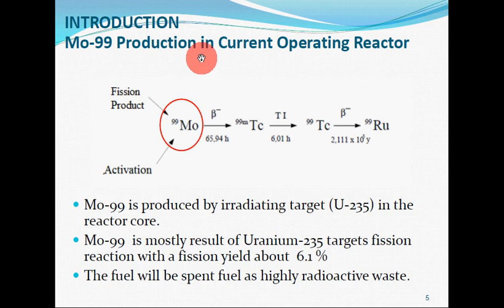Molybdenum-99 production in current operating reactors. Molybdenum-99 is produced by fission product and activation, neutron activation. It will decay to technetium-99m, and it decays again to technetium-99 and decays again.